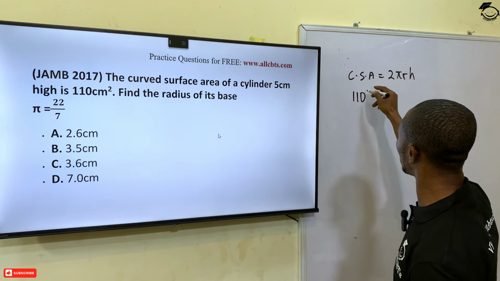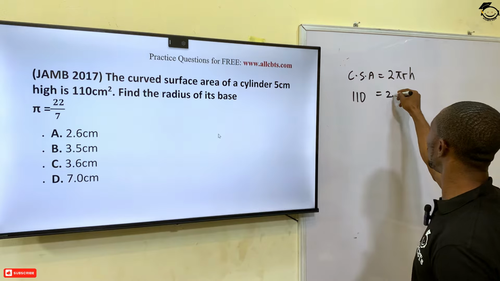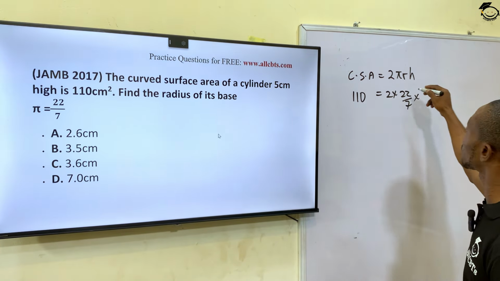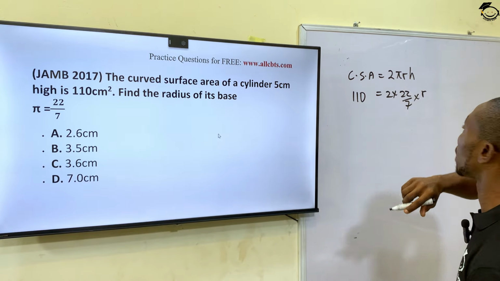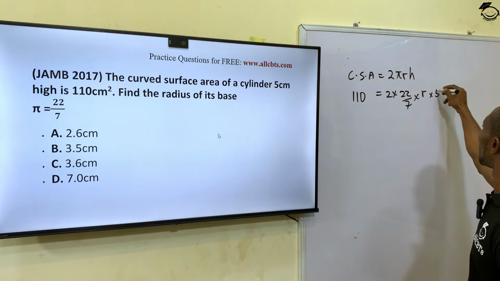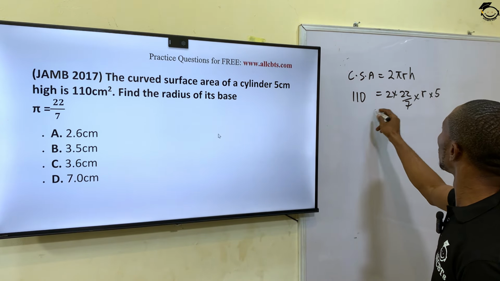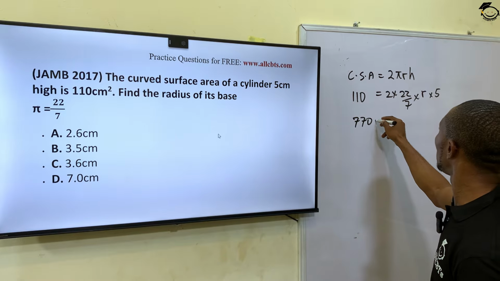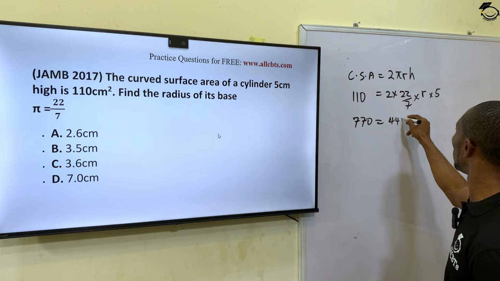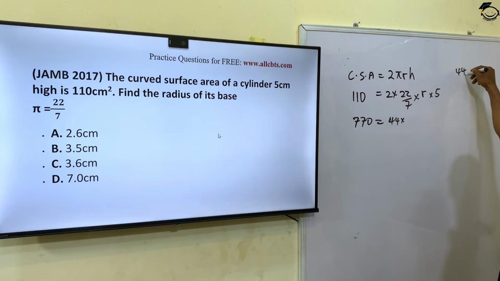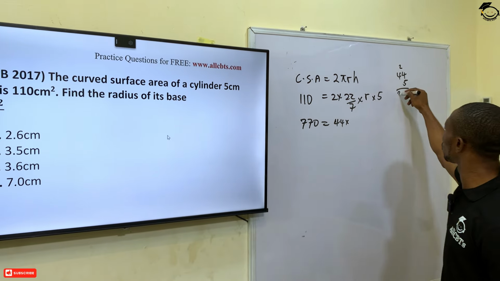So this will be 110 equals 2 times pi, 22 over 7, times our r, which we are being asked to find, times our h, which is 5. Okay? So this gives us, cross multiply, 770 equals 44 times 5. Okay, 44 times 5 will give us 5 times 4, 20, write 0, carry 2. 5 times 4, 20 plus 2, 220.